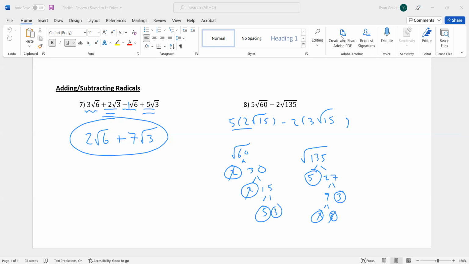Before I do any subtraction, though, I need to multiply this stuff together. So what I've got is 10 radical 15 minus 6 radical 15, and you should be good from there and get 4 radical 15.